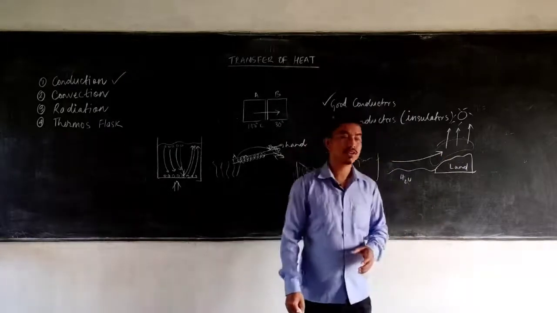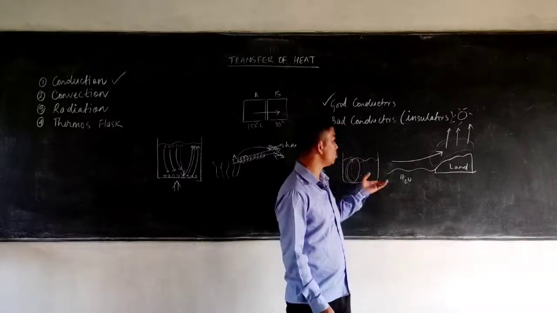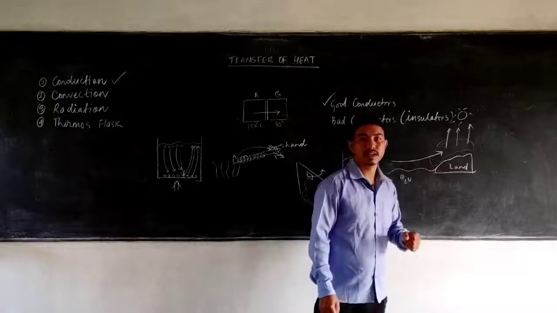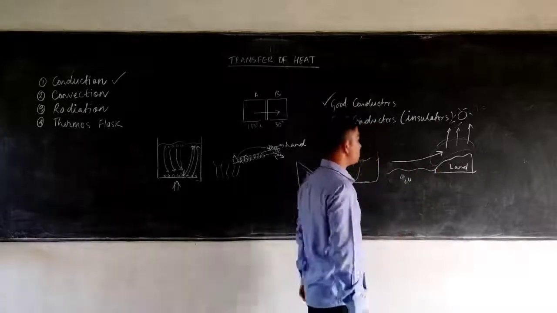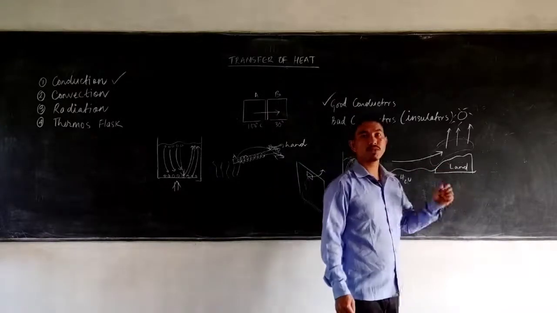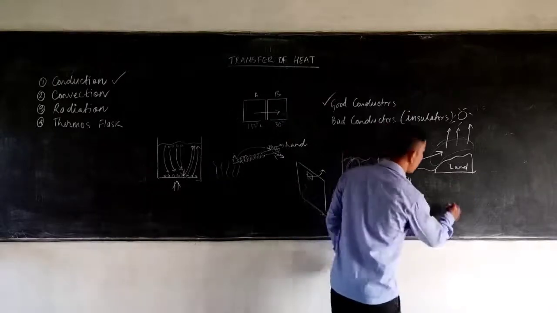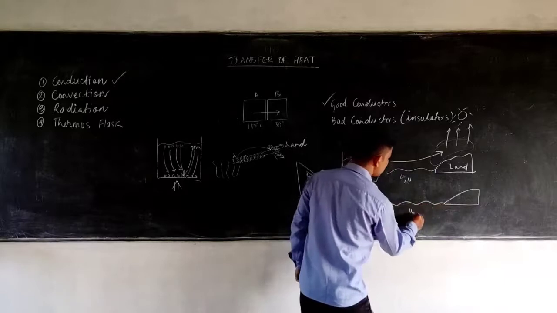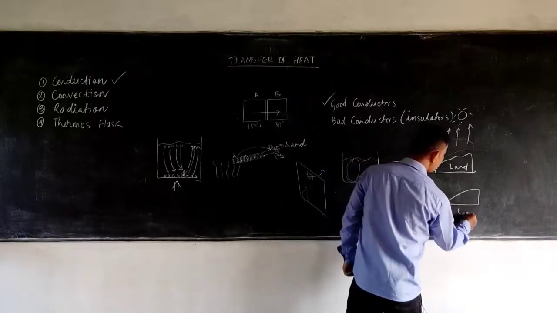The sea breeze occurs during daytime, and it is the movement of the cold air from the water towards the land side. Now at night, what happens? The land cools much faster than the water. So at night, suppose this is land and this is water.